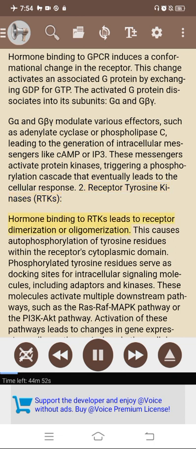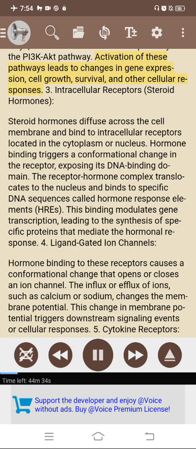2. Receptor tyrosine kinases, RTKs. Hormone binding to RTKs leads to receptor dimerization or oligomerization. This causes autophosphorylation of tyrosine residues within the receptor cytoplasmic domain. Phosphorylated tyrosine residues serve as docking sites for intracellular signaling molecules, including adaptors and kinases. These molecules activate multiple downstream pathways, such as the RAS-RAF-MAPK pathway or the PI3K-AKT pathway. Activation of these pathways leads to changes in gene expression, cell growth, survival, and other cellular responses.